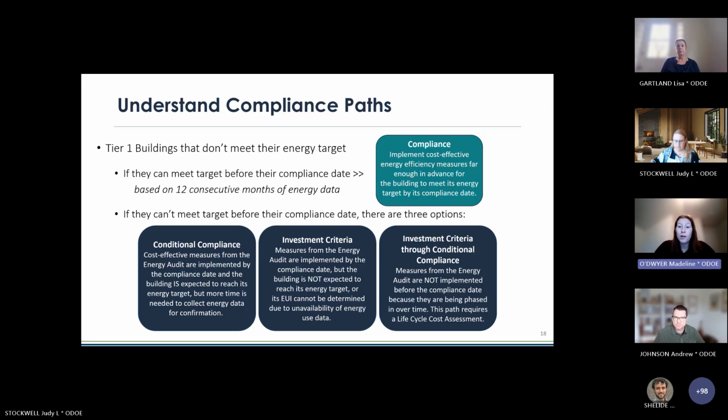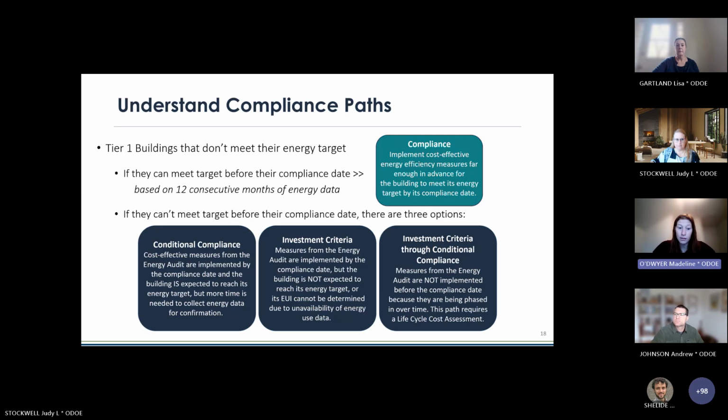So, what are the different compliance paths? The easiest on paper is compliance. I say that it's easiest on paper because there's a lot that goes into understanding your compliance for a tier 1 building. But if your building cannot meet the target before the compliance date, and again, this is based on 12 consecutive months of data, then there are 3 additional compliance pathways that the building owner can take.